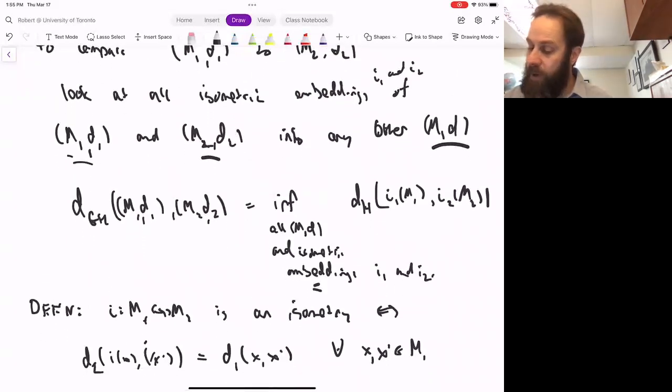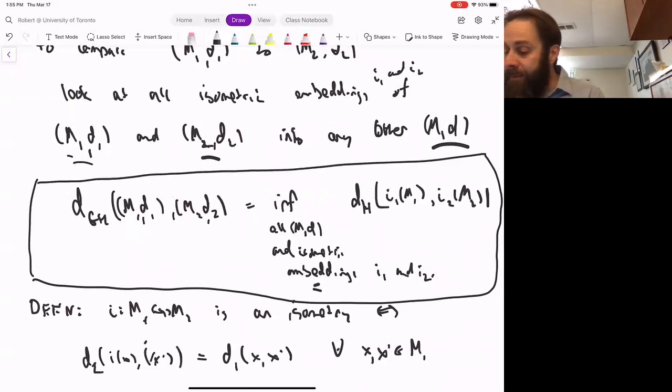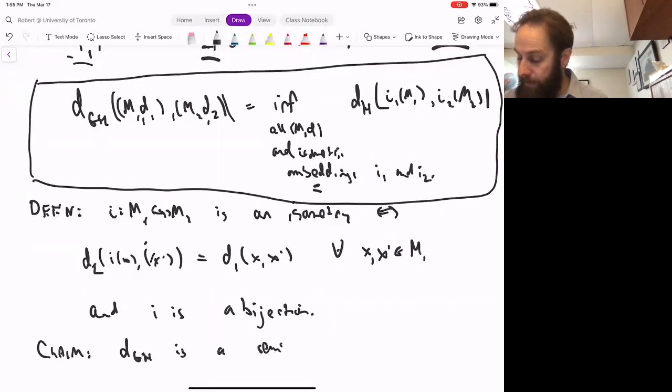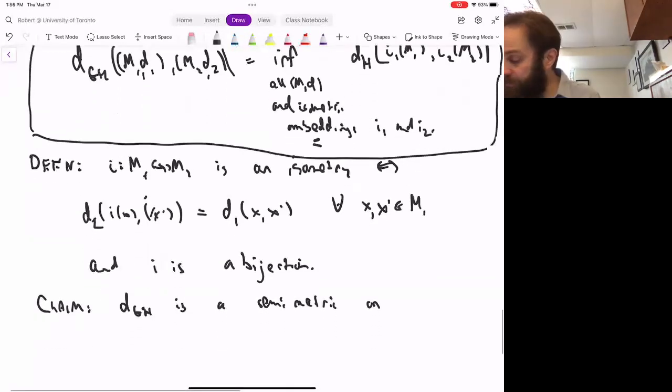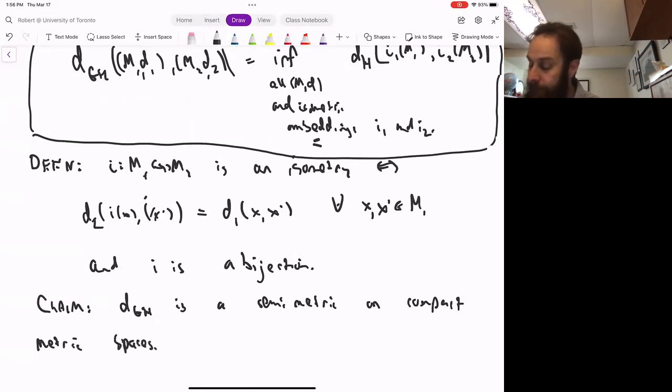So there's this kind of wild idea of Gromov, which is to look at all isometric embeddings into larger metric spaces and then take an infimum over that. And that's a semimetric on metric spaces. Let's say on compact metric spaces, maybe even metric spaces, but other issues come into play, which we'll talk about presently when we want to deal with non-compact spaces. But it's a semimetric on compact metric spaces. And you can do the quotient construction.